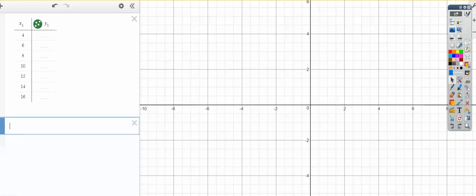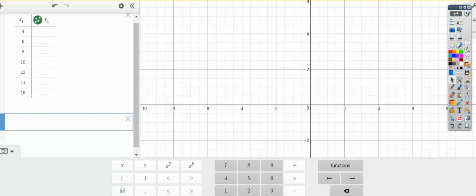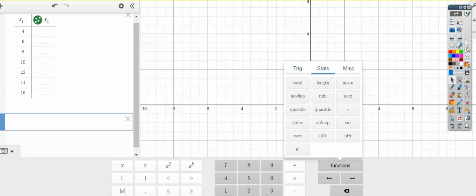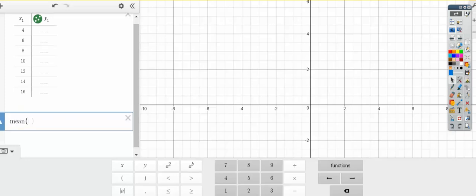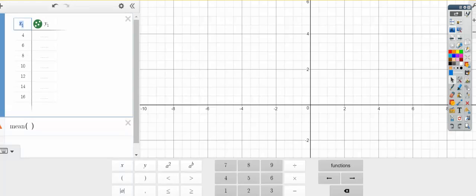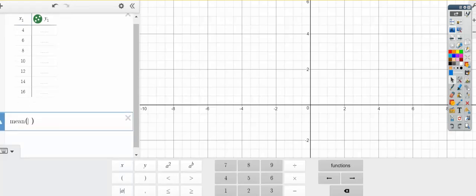Once you type that data in, down at the bottom of your screen on Desmos, you have the keyboard. So you're going to click the keyboard, and then hit functions and go to stats, and you're going to see where it says mean. Then you have to tell Desmos what list you typed your data into. Notice I typed my list into X1, and I can actually change that list to anything I want, but I just don't change it.